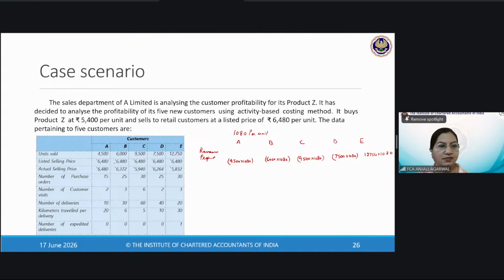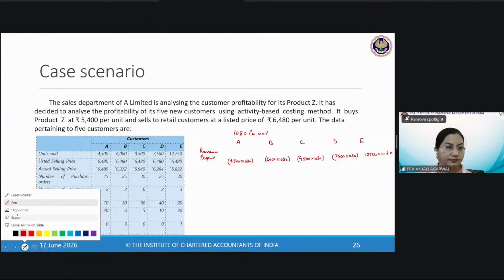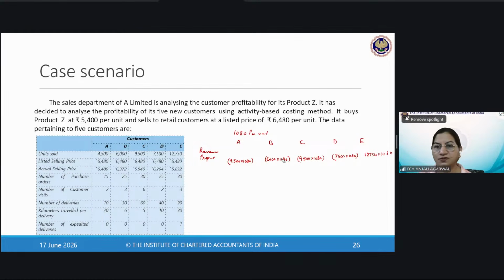Listed selling price is given. Actual selling price is different. Okay. As the actual selling price is different, your profitability will be different for all the 4 customers. So it's not 1,080 for B, it's 6,372 minus 5,400. That's 972.